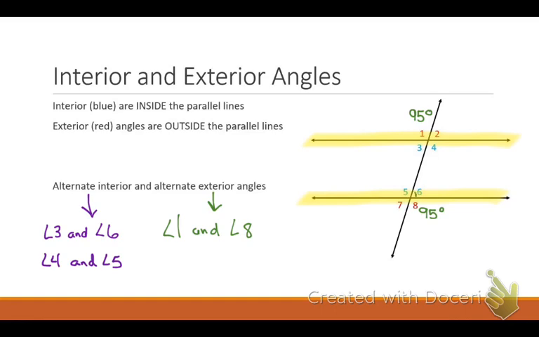Now, how do 5 and 8 relate to each other? Does anybody know? Starts with a V. They're vertical. So if angle 8 is 95, what's the measurement of angle 5?